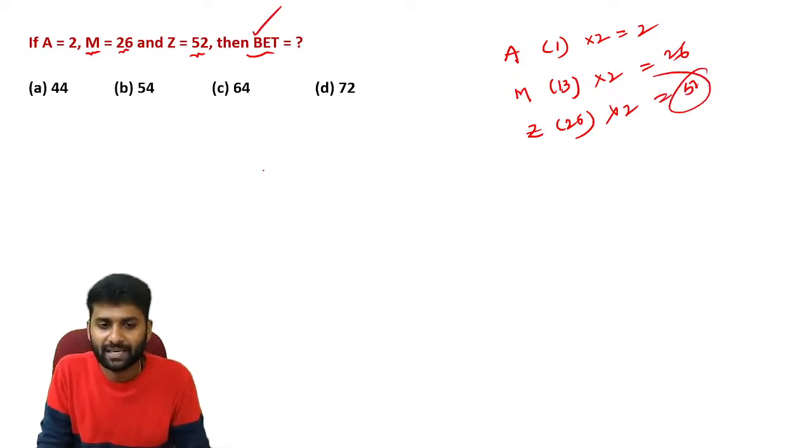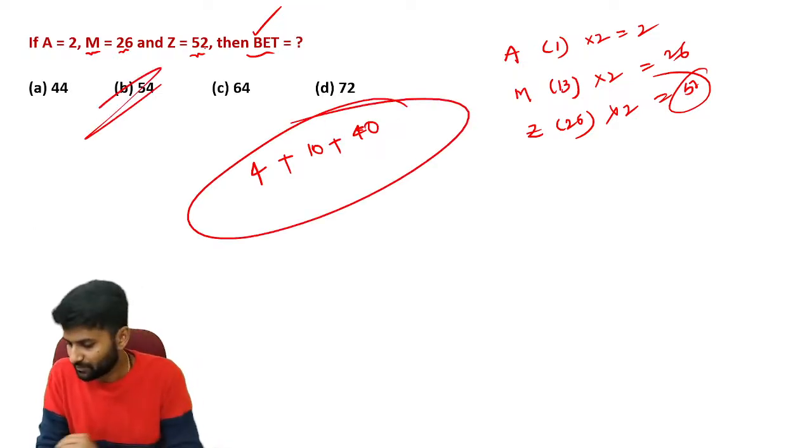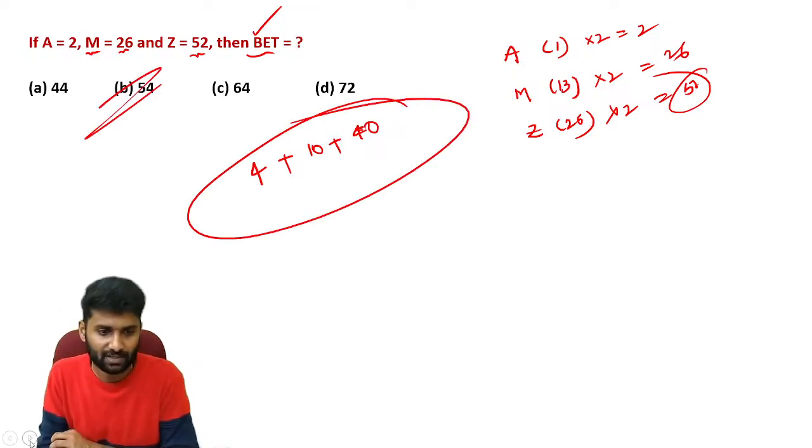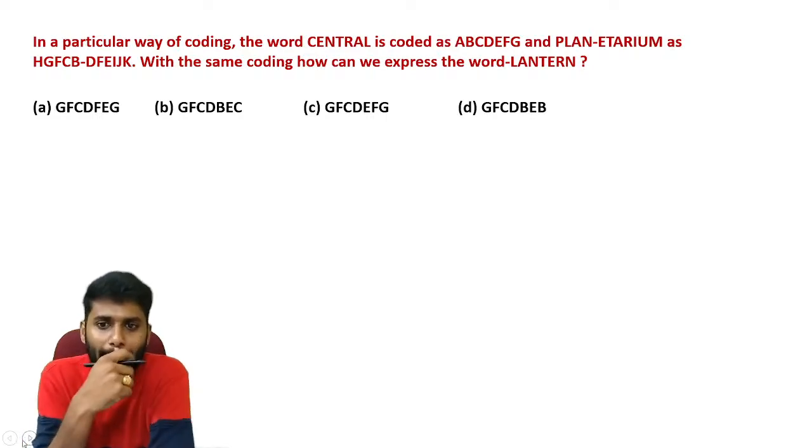Here, instead of B is equal to 2, you have to consider 4. E is 5, 5 into 2 is 10. T is 20, 20 into 2 is equal to 40. If you go through the sum, it becomes 54. Yes, very good. 54 is the correct answer. Next one.